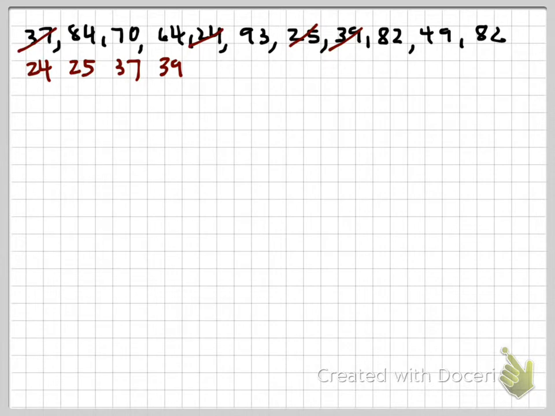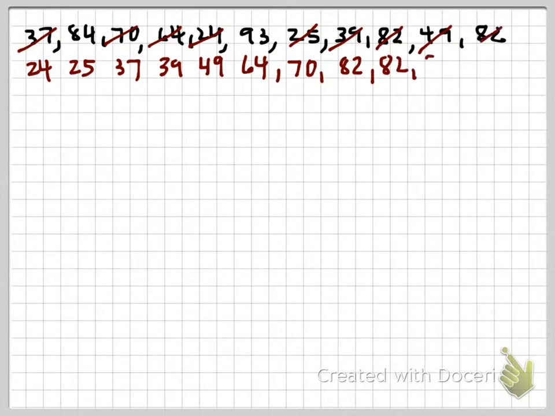40s. I have a 49. 50s. I don't have any 50s. 60s, I have a 64. 70s, I have a 70. 80s, I have an 84, an 82, and an 82. So 2 82s and an 84. And then I have a 93. So should be 1, 2, 3, 4, 5, 6, 7, 8, 9, 10, 11 numbers.